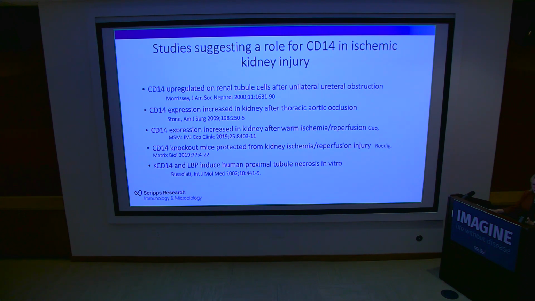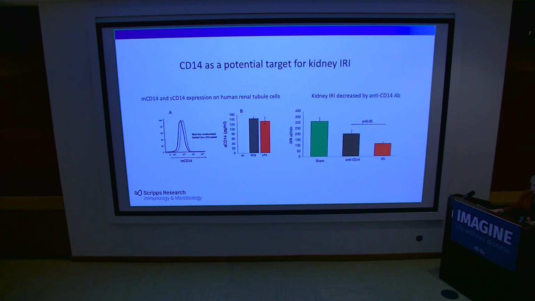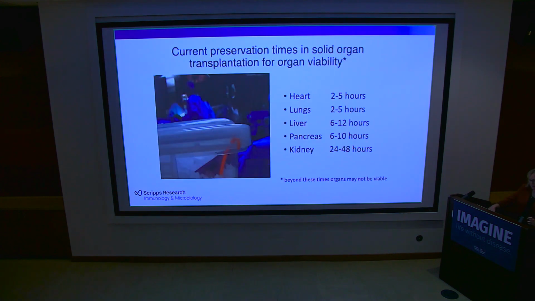in both mouse and human models, and I won't go into that. And we've been finding that we can upregulate membrane-bound CD14 as well as soluble CD14 in renal tubular epithelial cells from humans, and we have an antibody that decreases injury in a mouse model of CD14 as well, suggesting that this is a potential target as well. So now we've got several different angles to attack this at.